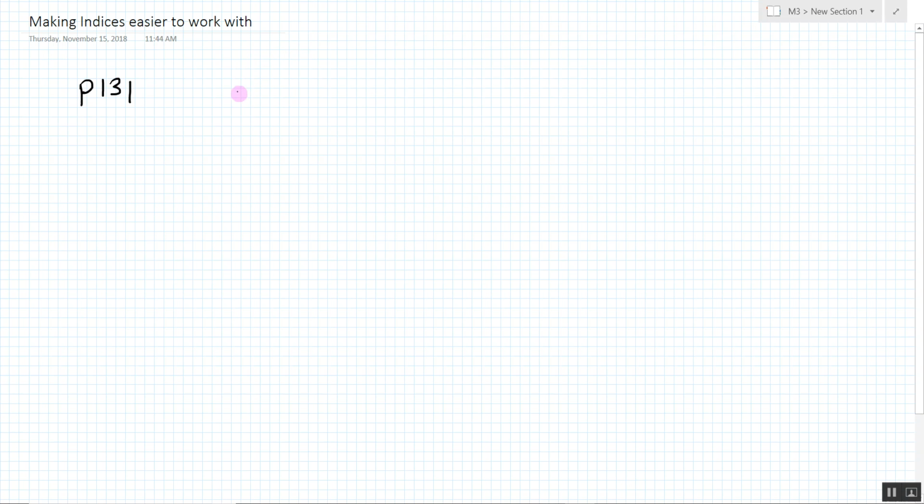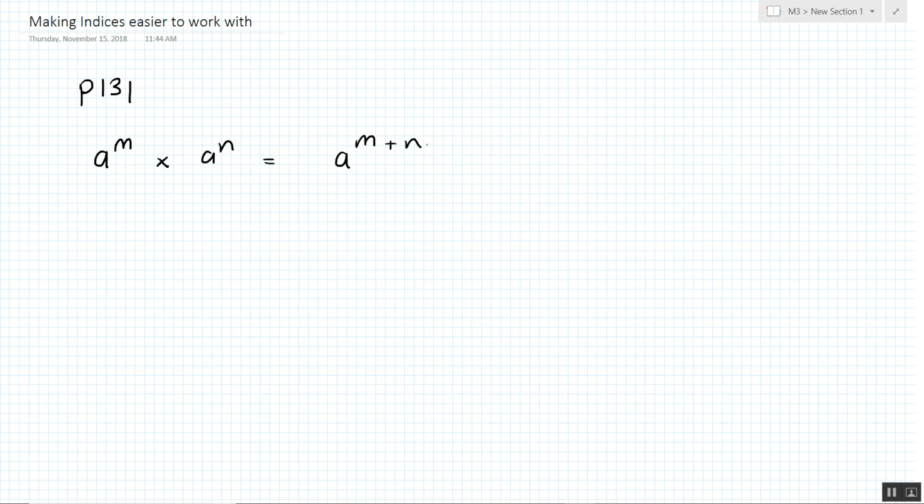So let's have a look. We are looking at the rules for indices. So a to the power of m times a to the power of n equals a to the power of m plus n. Is that something you already know? Have you seen that before or not? Some people have never seen that before. Some people have. So those that have, could you explain why?